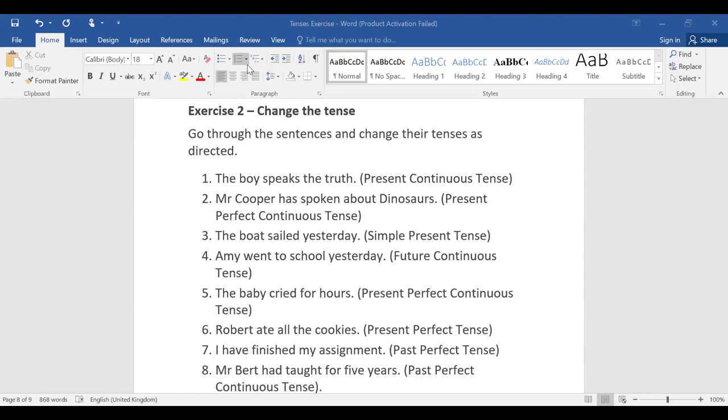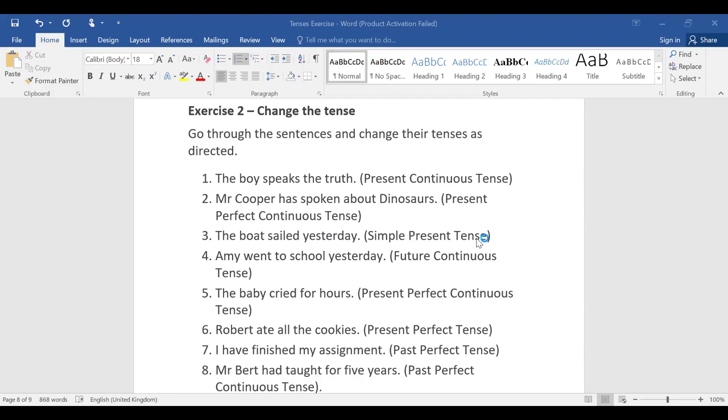Let's see. Number two, Mr. Cooper has spoken about dinosaurs. Now, spoken is past tense. What I want you to do is change spoken from the current past tense into present perfect continuous tense. Then three, the boat sailed yesterday. Sailed is past tense. Change it to simple present tense.